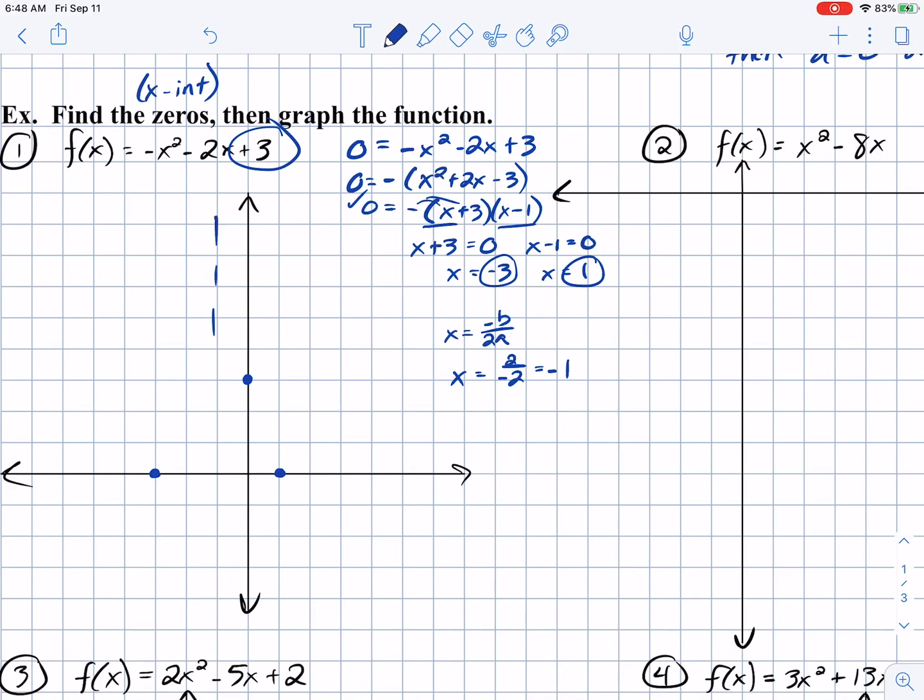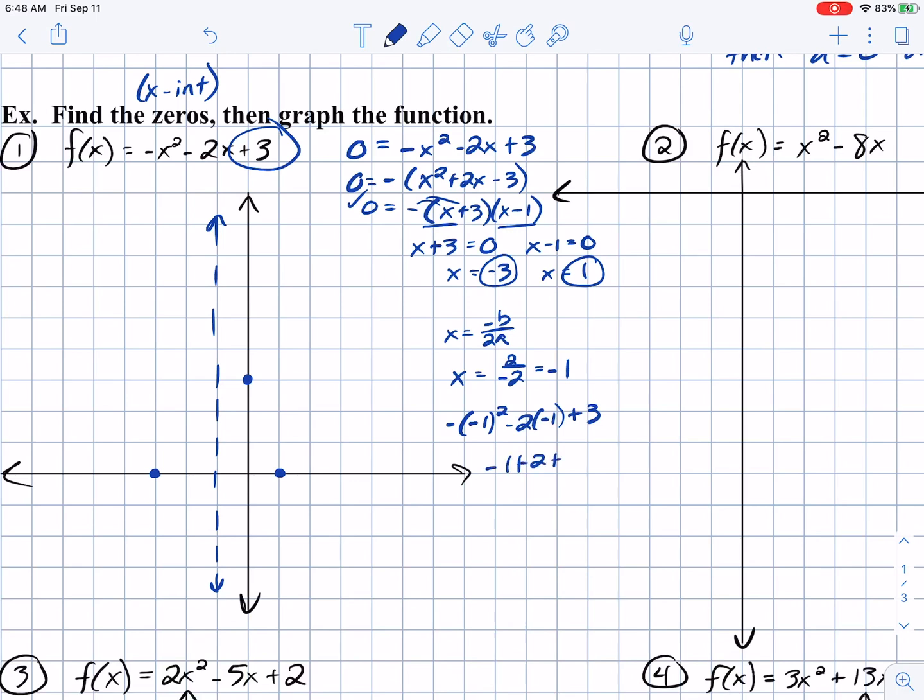That looks correct because it looks like it's splitting those zeros down the middle. And remember this, all of our parabolas or our quadratics, they need to be symmetrical. Let's get the y-coordinate by plugging it back in. So negative 1 squared minus 2 times negative 1 plus 3.